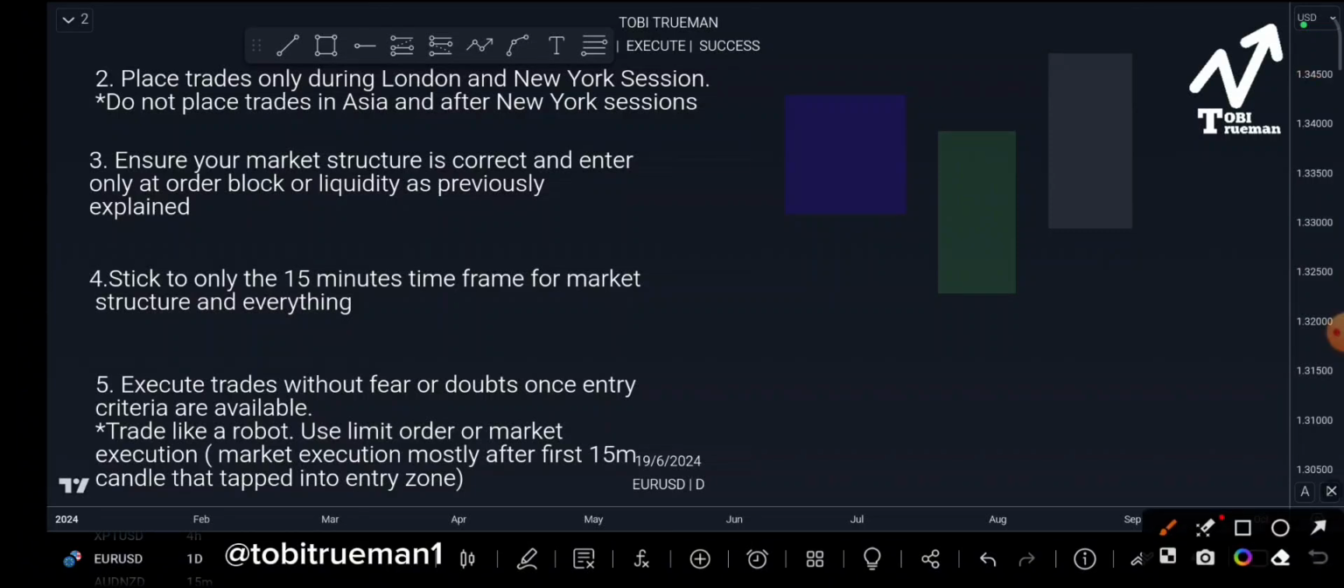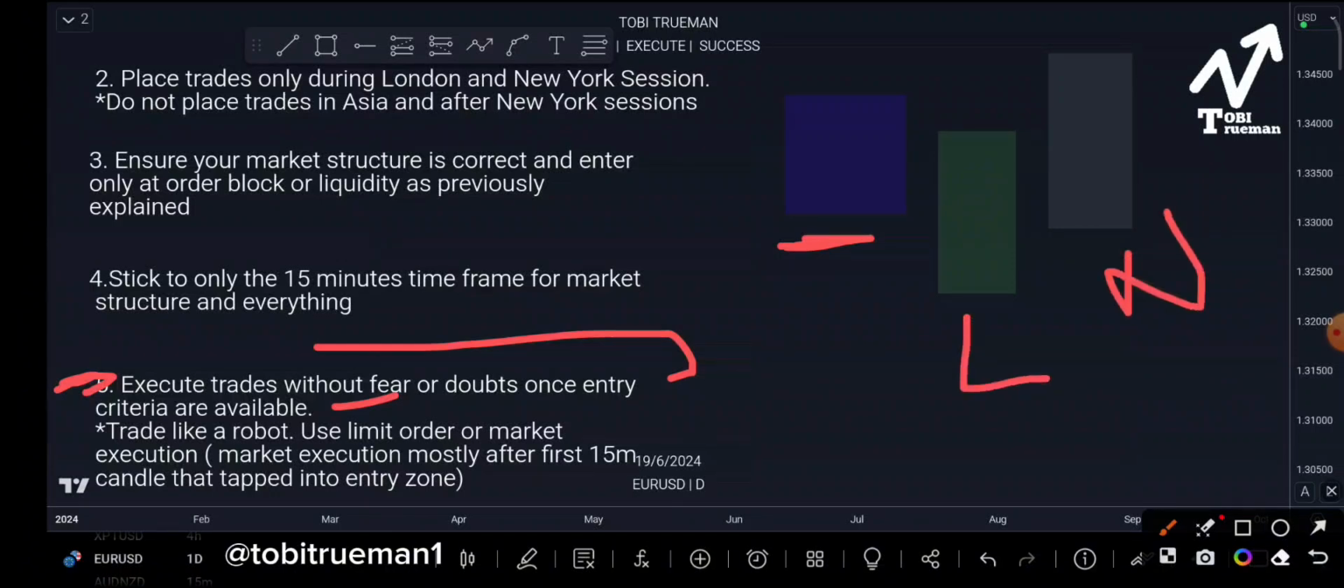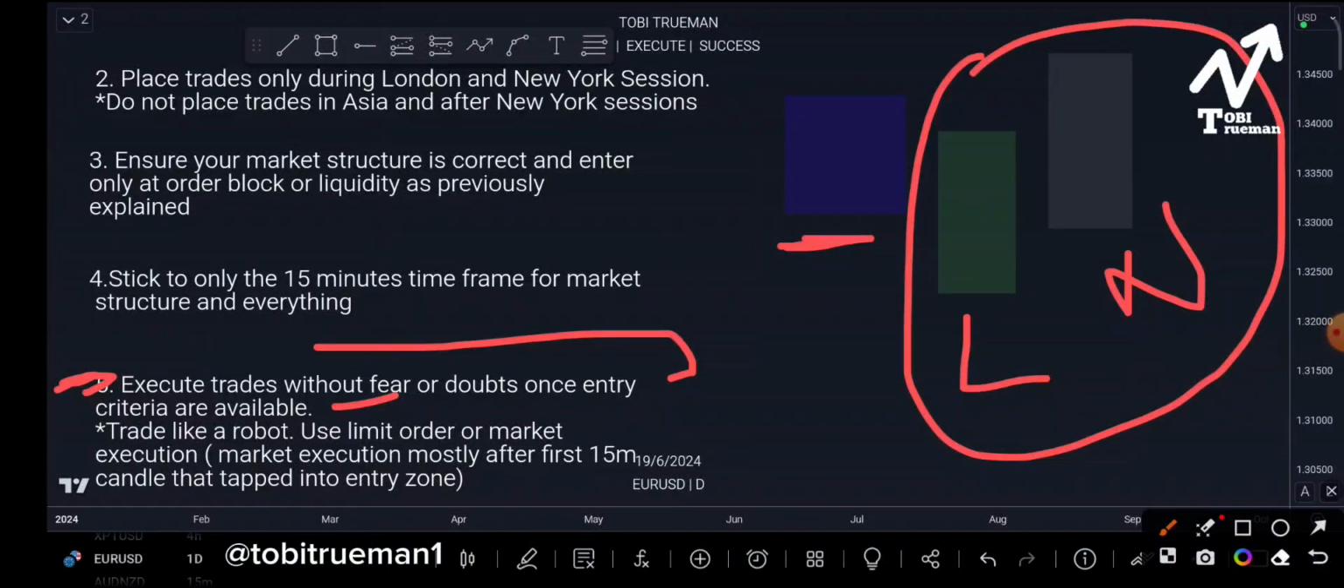Now, execute trades without fear or doubts once entry criteria are available. This is Asian session, right? This is London and this is New York. If you see any trading opportunity during London and New York session, you have to take it. Do not entertain any fear at all.